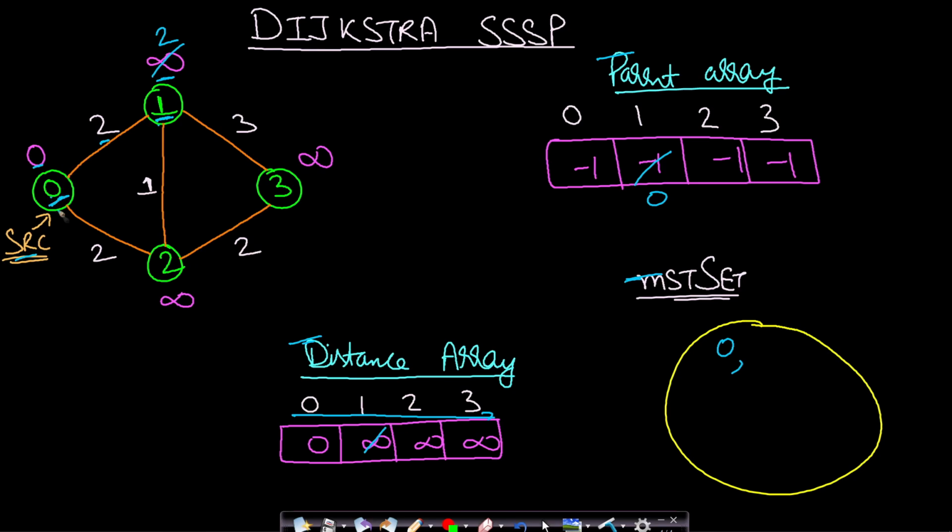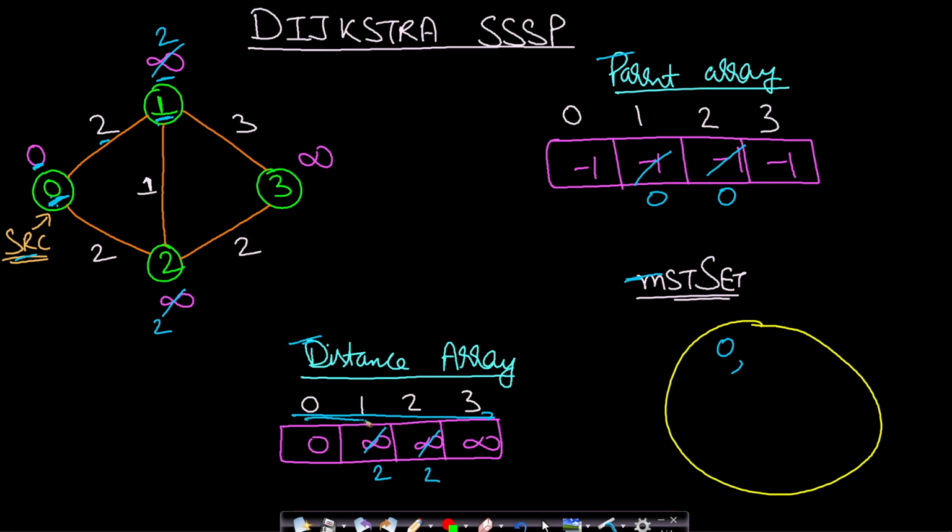Now we will relax this edge 0 to 2. So the distance value is the distance to reach 0 plus the edge weight between 0 and 2. So this will be 0 plus 2, which will be 2. So this 2 is lower, it will get updated. So the parent of 2 will be 0 now. Now all the edges are relaxed. Okay, so let's update the distance array. It will be 2 and this will also be 2.